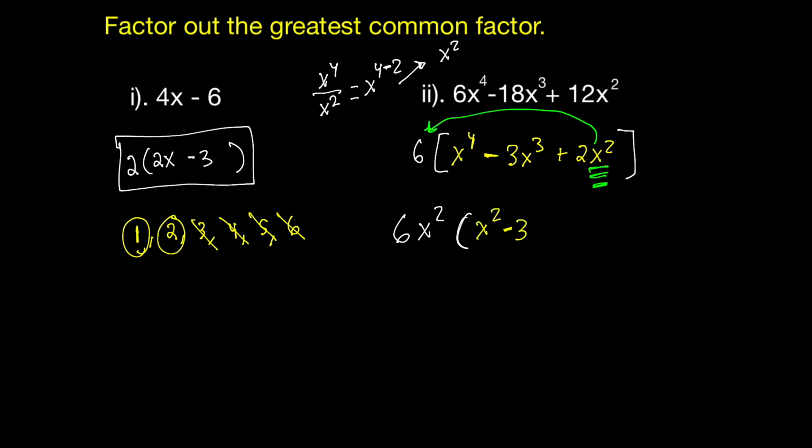minus 3. And then x to the 3rd divided by x squared, again, we're just going to subtract the exponents. 3 minus 2 is 1. So we have just an x, or x to the 1st power, but I like to just write it as x. And finally, here we have x squared divided by x squared. That's just going to be 1, so we're left with 2. And that is my factorization.